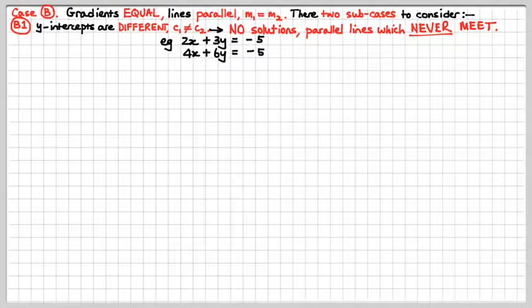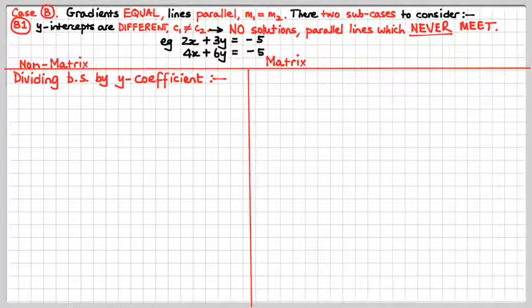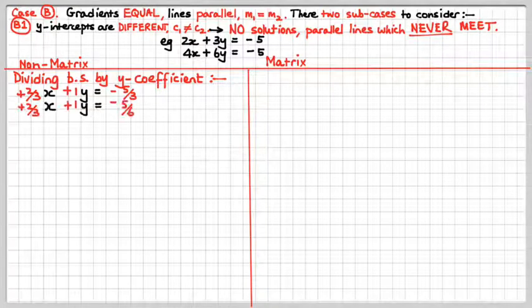Now, this is our example to use here, alright? Let's go for it. Now here's the non-matrix. We're going to divide both sides by the y coefficient as I showed you in the last screen. Okay, so I'm going to get that. Do you agree with that? Yes, you do. Well, that's good. Okay, now let's do the second one. Dividing by the y coefficient, we get that. Goodness gracious me, look, the gradients are the same.